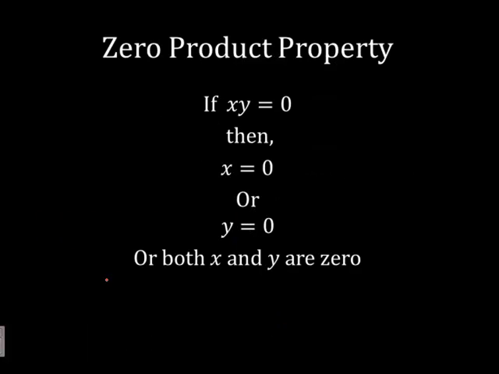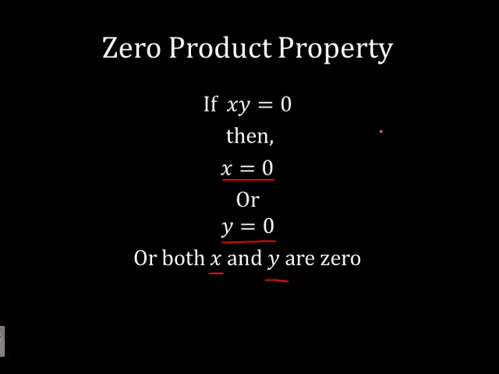So let's start with the zero product property. The zero product property says that if you have two numbers that multiply to give you 0, and actually this property also applies to multiple numbers or variables that multiply to give you 0, then either x must be 0 or y must be 0, or both variables are 0.